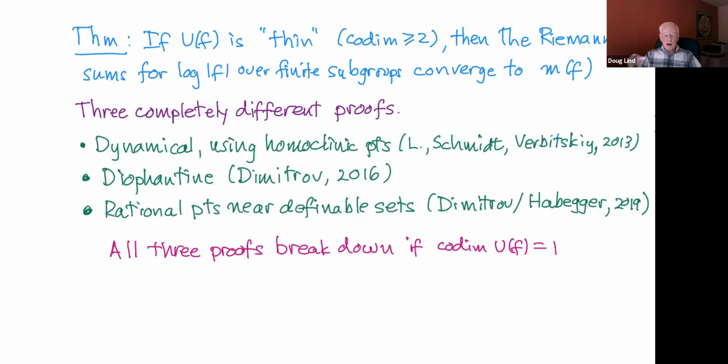What is interesting is that every single one of these proofs breaks down in the codimension 1 case for very different reasons. In our case, it just doesn't get off the ground. You can't get homoclinic points in the codimension 1 case, or at least none that are useful. So we can't even get started with the dynamical argument. And there were apparently, and I don't pretend to understand these papers completely, other very difficult problems in trying to extend this to the codimension 1 case.